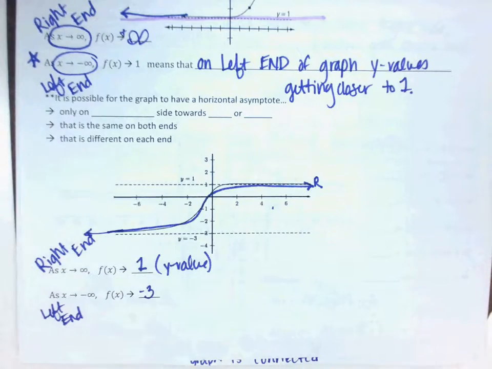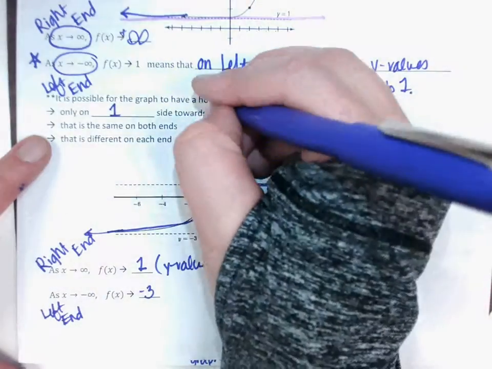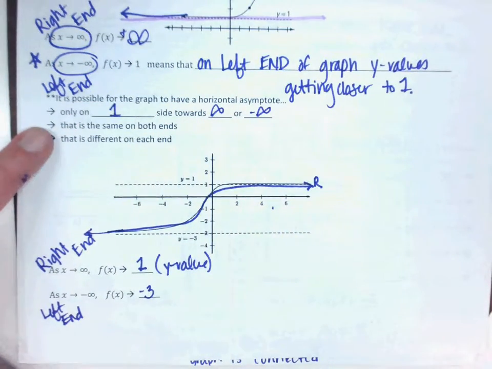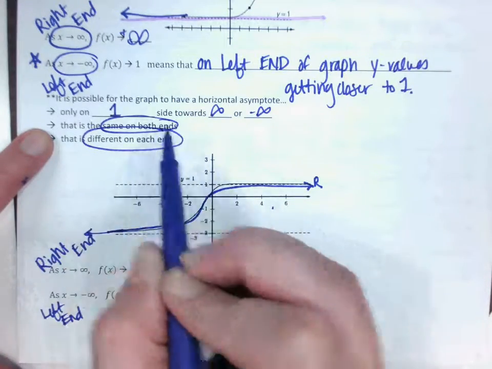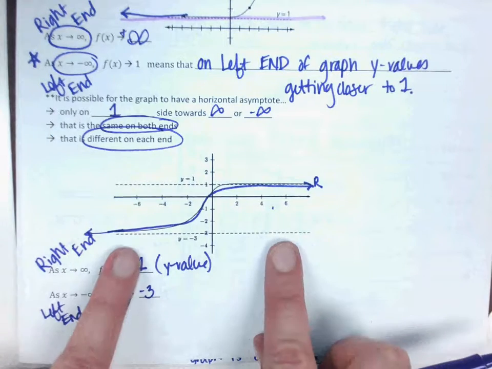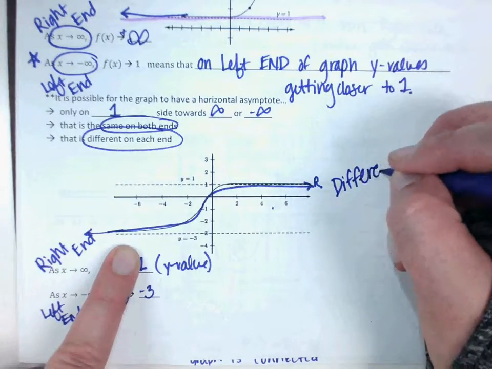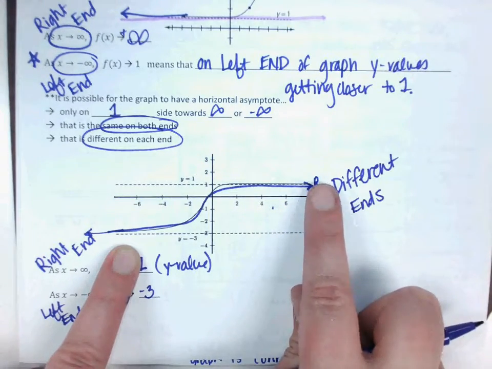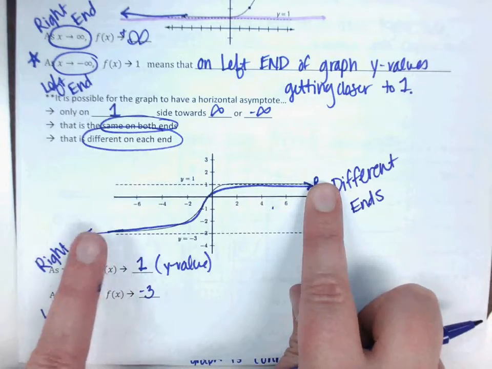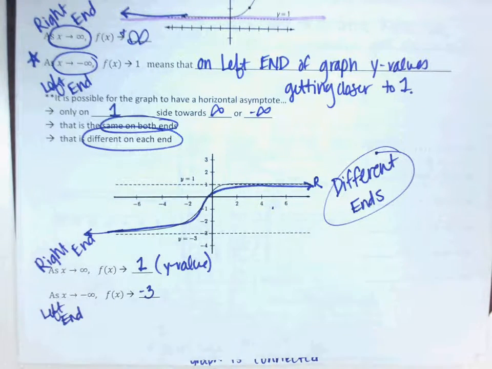Okay, so look up here to this little blurb. It says, it is possible for the graph to have a horizontal asymptote on only one side, towards infinity or negative infinity. But it can also have asymptotes that are the same on both ends or different on each end. So is this an example where the ends are the same or are they different? This has different ends. Because what was the positive infinity end? 1. But what was the negative infinity end? Negative 3. So that's an example of where they came out to be different. Turn the page and I think the next one maybe they're the same.